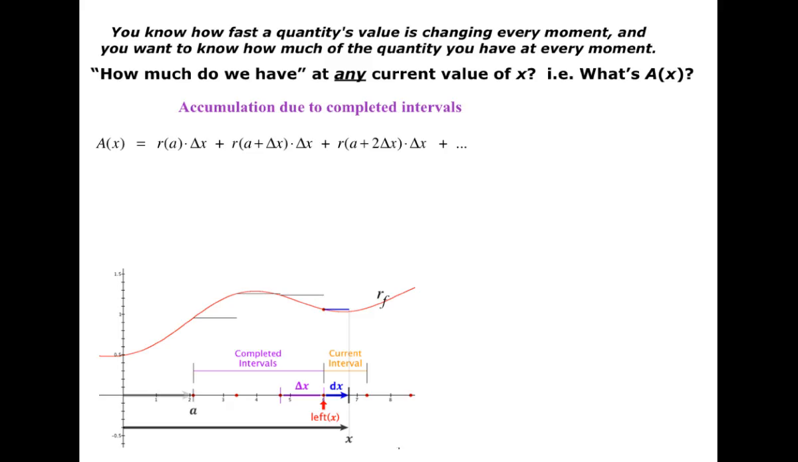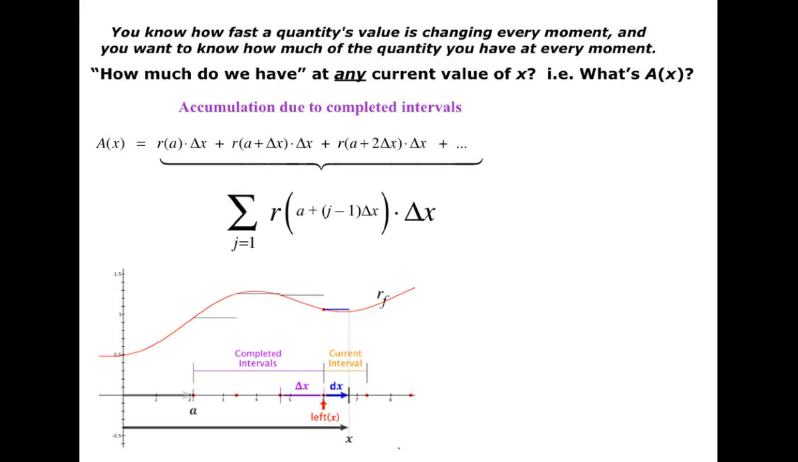So it's going to look like this, and we know that we can write that as a summation of all of the little changes for the completed intervals, plus the accumulation so far in the current interval. And we saw that that's r left of x times dx. Now we know how to write that left x function.